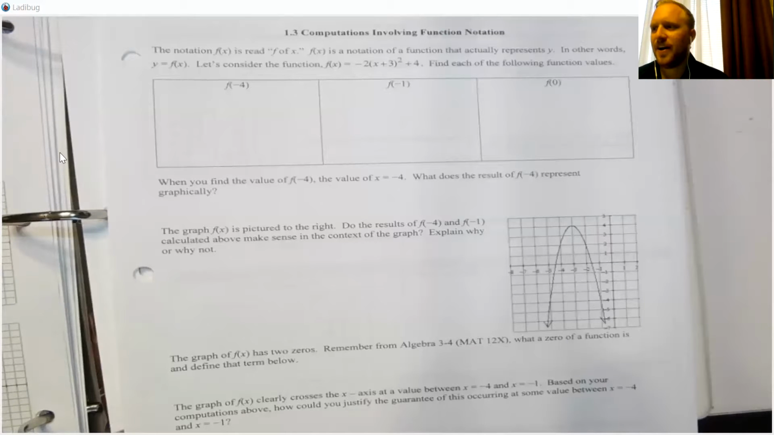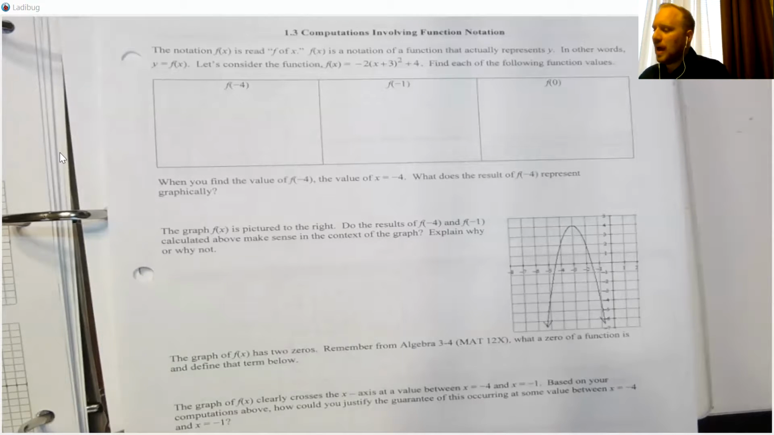Hello, ladies and gentlemen. Today is 1.3, computations involving function notation. This lesson is a very important lesson because it introduces the idea of function notation, which we're going to see the rest of this course.